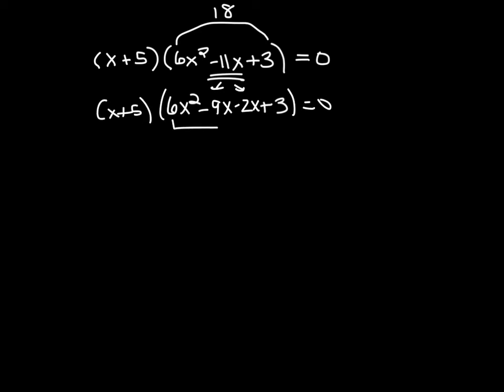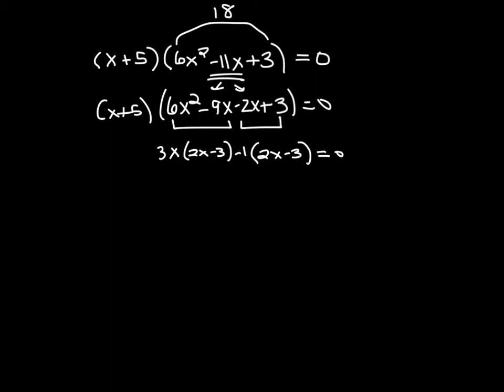Okay, so now from here we can do our grouping. All right, I could pull out a 3x out of the first two terms, which leaves me with 2x minus 3. And then to be left with a 2x minus 3 out of the next two terms, I'd have to factor out a negative 1. So when I do, negative 2x divided by negative 1 is positive 2x. And then positive 3 divided by negative 1 would be negative 3.